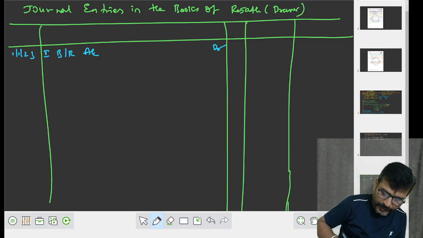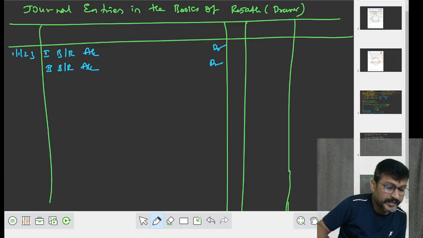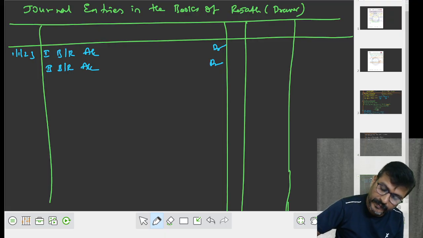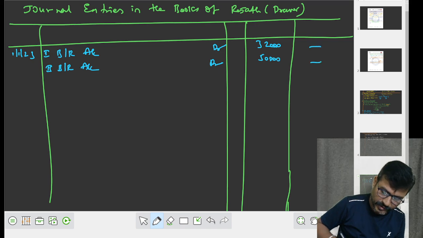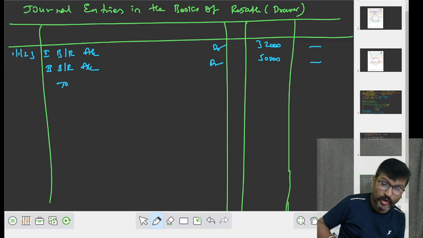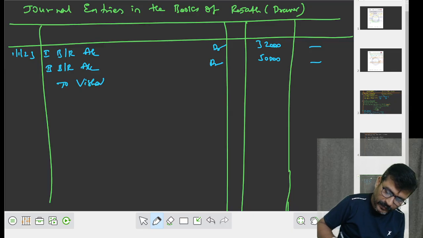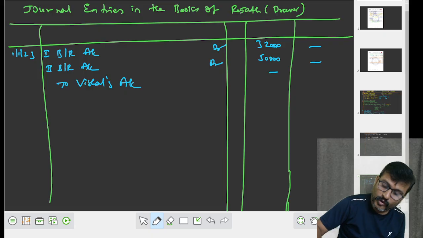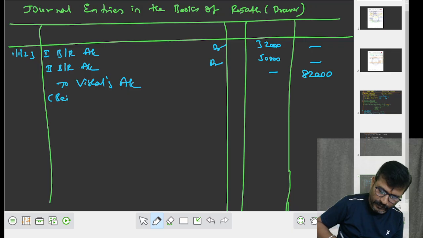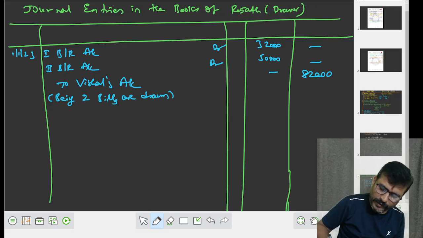First bills receivable account debit, second bills receivable account debit. 32,000, 50,000. To who is a drawee? Who is debtor? Here debtor is Vishal. To Vishal's account 82,000. Being two bills are drawn.